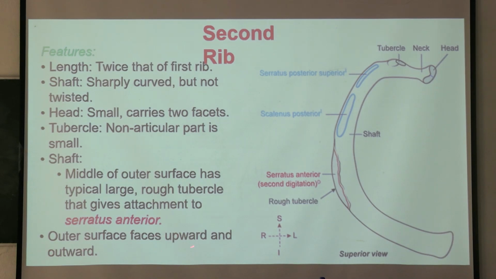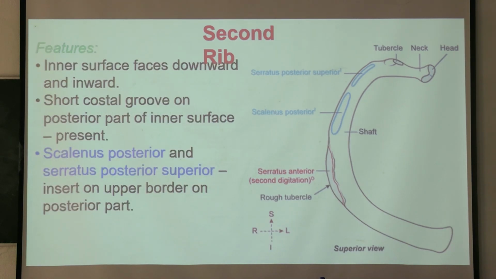Outer surface faces upward and outward. What are the features? Inner surface faces downward and inward. Short costal groove on posterior part of inner surface is present. Scalenus posterior and serratus posterior superior insert on the upper border on the posterior part here. Scalenus posterior and serratus posterior superior are attached over here.